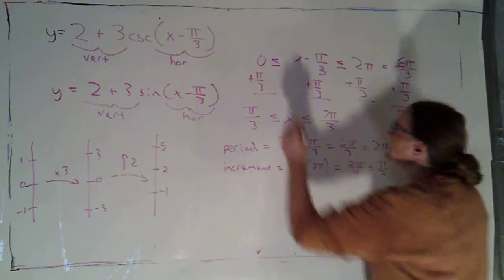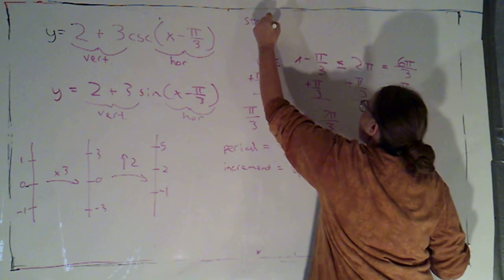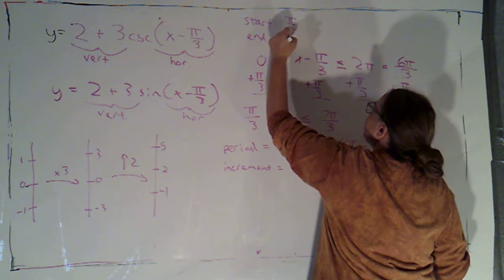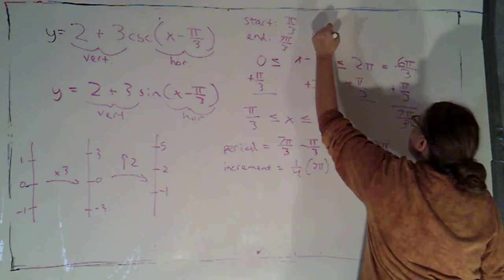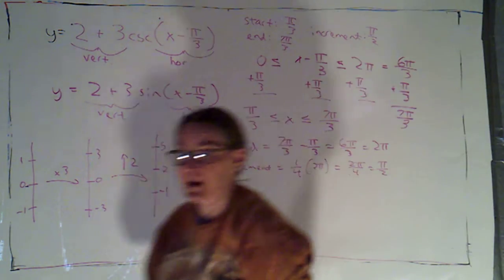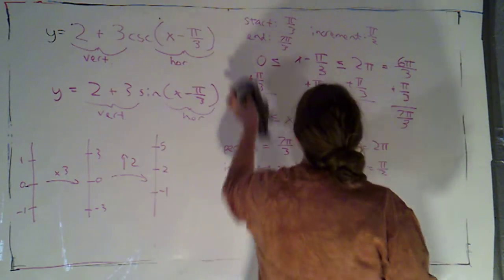Okay, so let me just write that down. Start at pi over 3, end at 7 pi over 3, and the increment is pi over 2. I need to write that down because I need to clear the board if I'm going to actually do this.